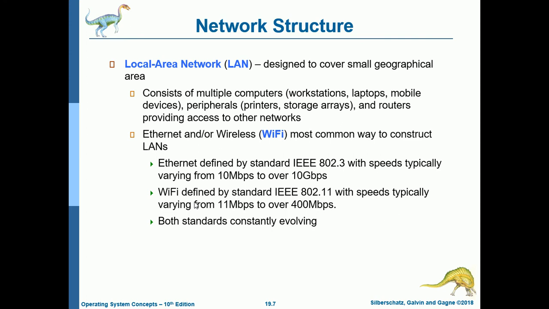So Ethernet is defined by standard IEEE 802.3 with speeds typically varying from 10 Mbps to over 10 gigabits per second. Of course, it's faster than Wi-Fi because it's a wired connection. The connection using wired optical cables is of course more reliable than wireless connections. On the other hand, Wi-Fi is defined by standard IEEE 802.11 with speeds typically varying from 11 megabits per second to over 400 megabits per second. Both standards are constantly evolving because technology is also evolving.